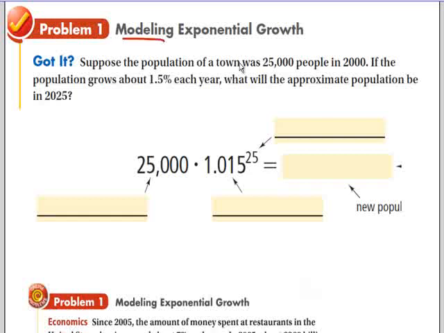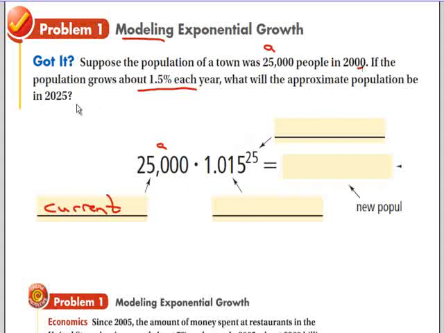So now I want to be able to use this to model some exponential growth. Suppose the population of a town, let's say it was York, was 25,000 people in the year 2000. If the population grows at 1.5% each year, what will the approximate population be in 2025? Well, we have a couple things already. Our initial value is going to be A, so 25,000, that's what we started with, or the current value at this point. So it is currently 25,000 people.